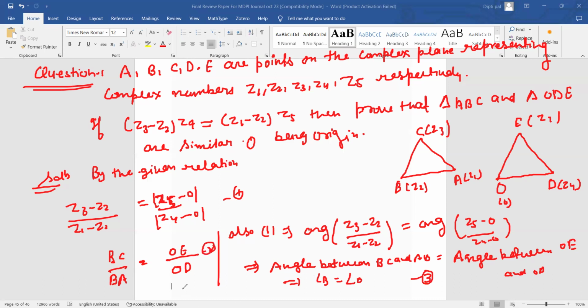So from equations 2 and 3, this implies that triangle ABC and triangle ODE are similar. So I think it is clear to you. Okay, so now we move to next.